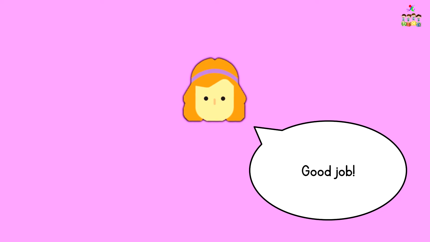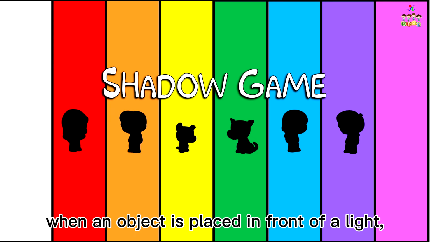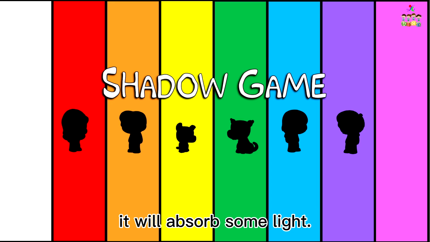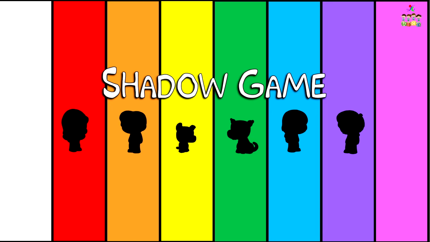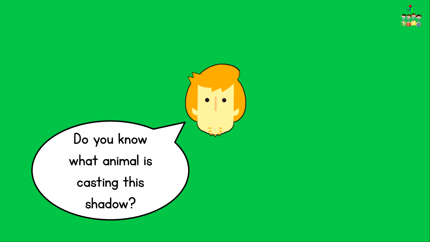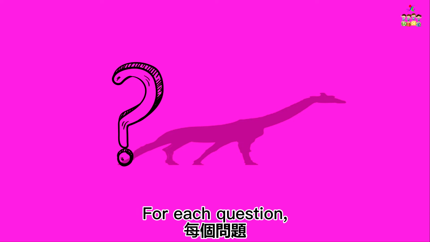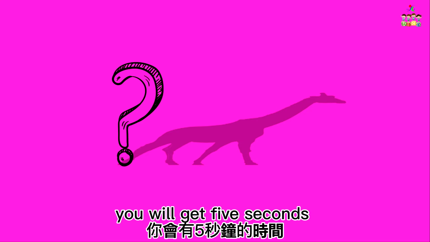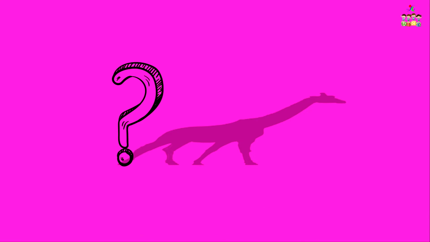Good job, everybody. It's time for us to play the shadow game. As you know, when an object is placed in front of a light, it will absorb some light. The light it absorbs creates a shadow. Do you know what animal is casting the shadow? For each question, you will get 5 seconds to decide between 4 options.